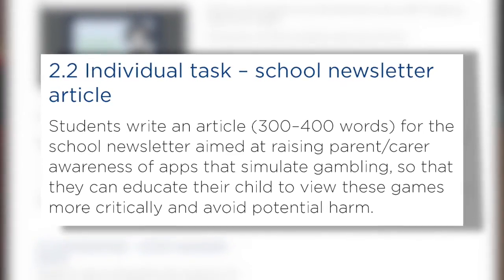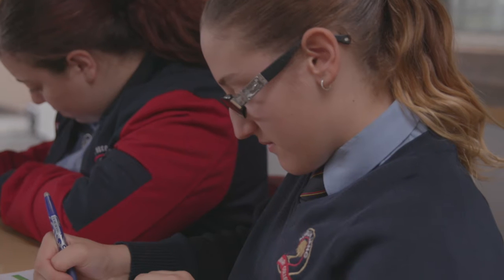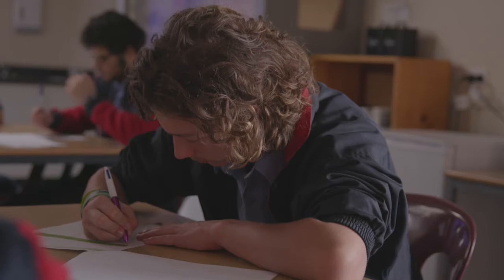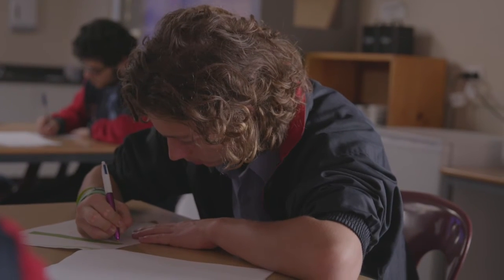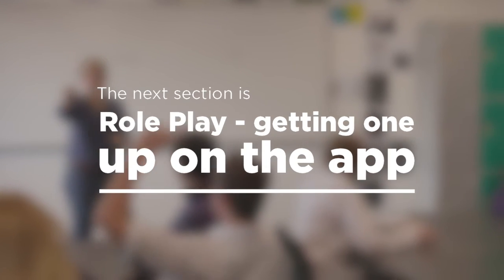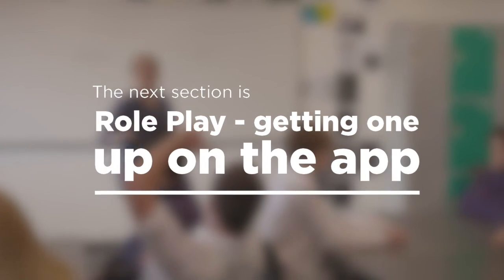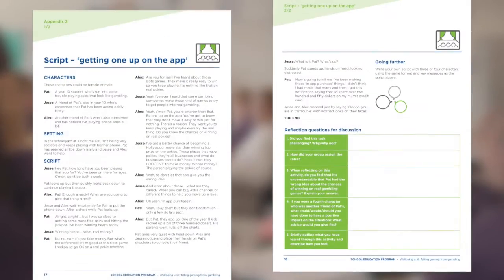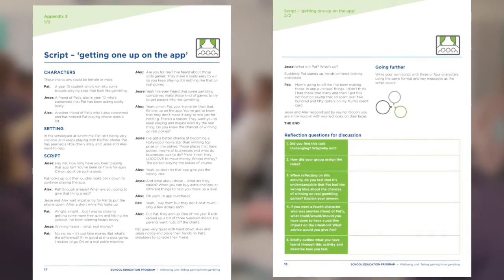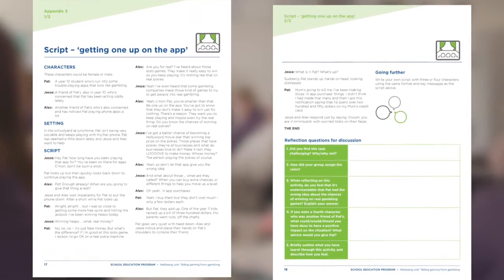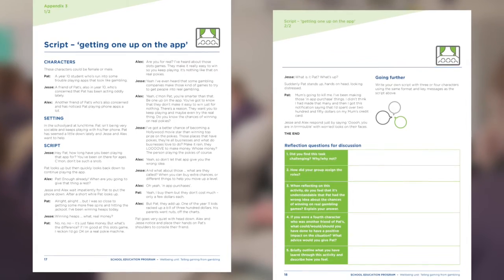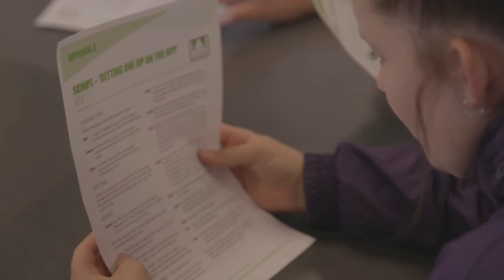Depending on your student's ability level, you may want to differentiate this task to suit individual student needs by adjusting the required word limit. This next section is best spaced out over 2 to 3 lessons. It involves reading, rehearsing and then performing a short play that tells the story of a Year 10 student who's spending large amounts of money on in-app purchases within fake gambling apps.